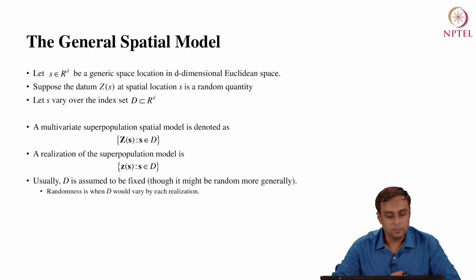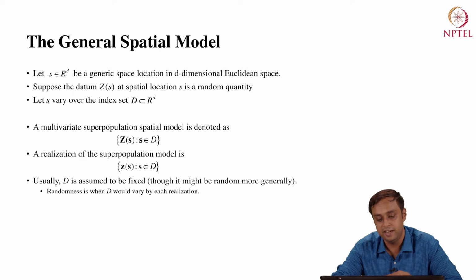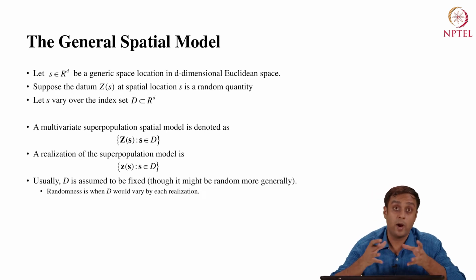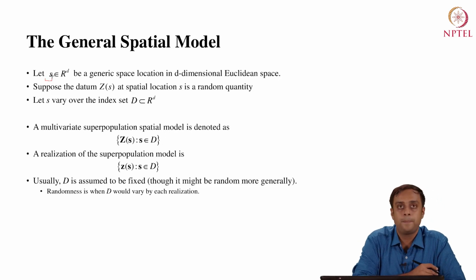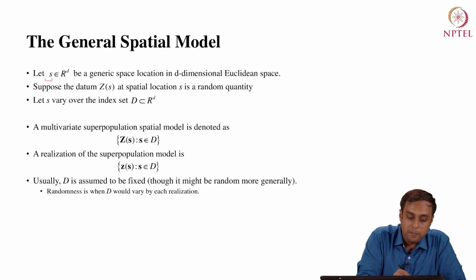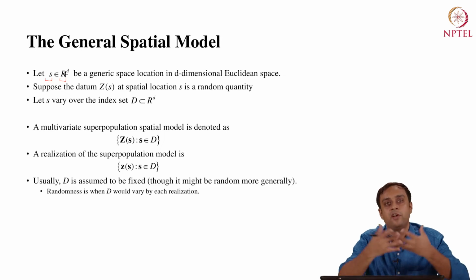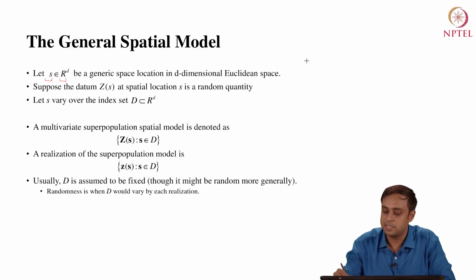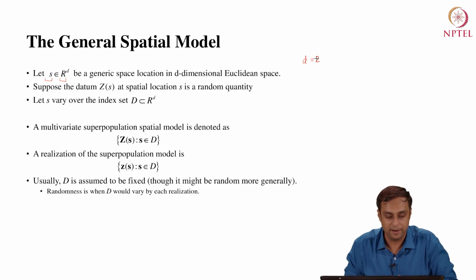So let's come to a general spatial model. A general spatial model, first of all, has a generic space location in d-dimensional Euclidean space, okay? When we say this, we have said quite a bit. First of all, we have said that location will be indexed by s, and s will be part of a d-dimensional real space. Whenever we see this generalized d, what we have learned till now, we just set d equals 2 and start to develop our concepts from there.